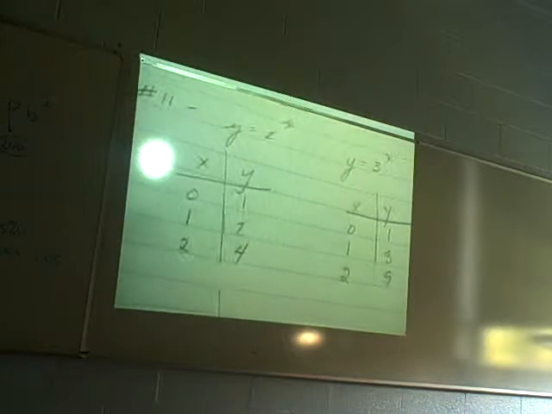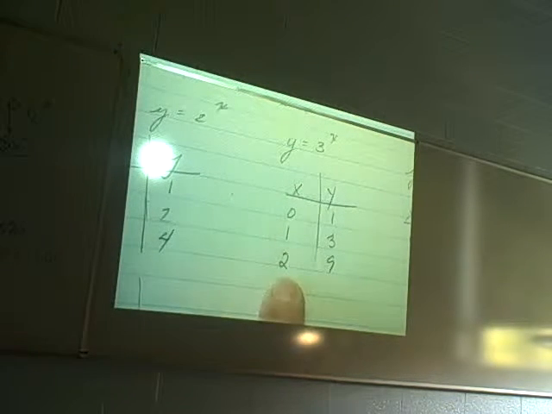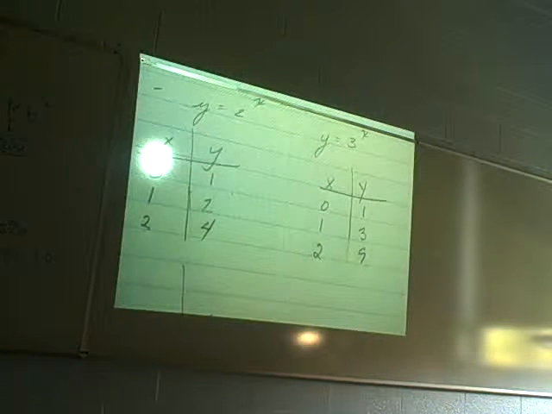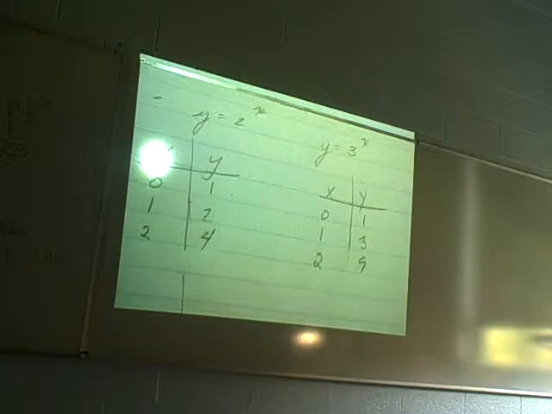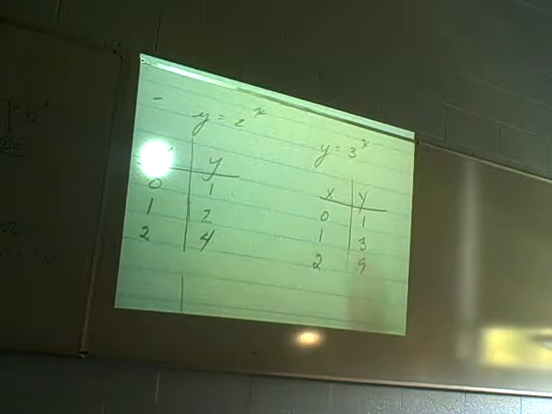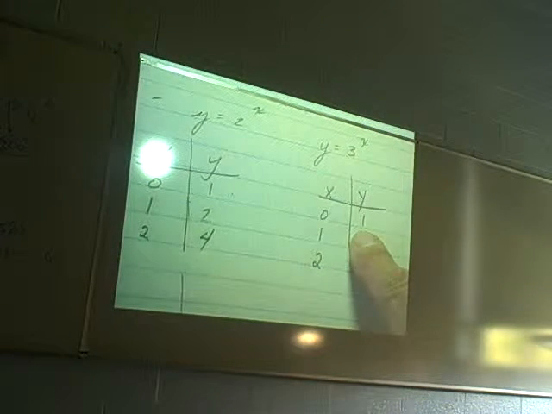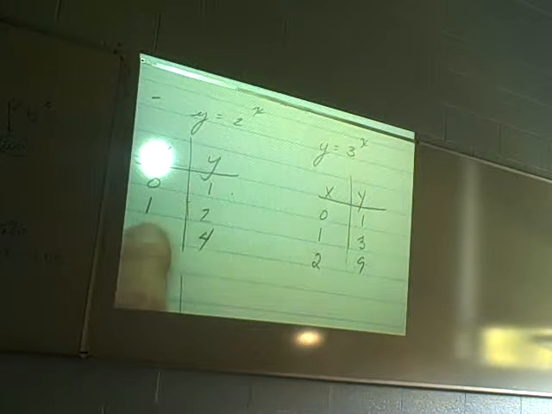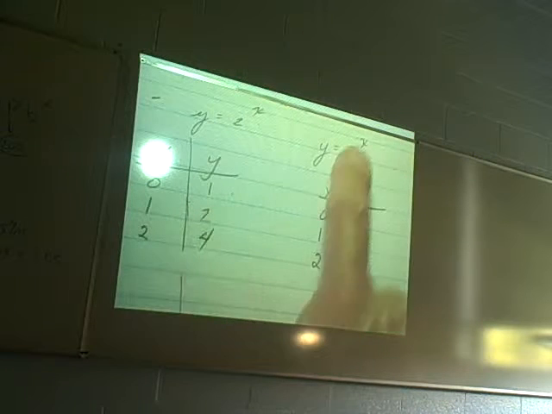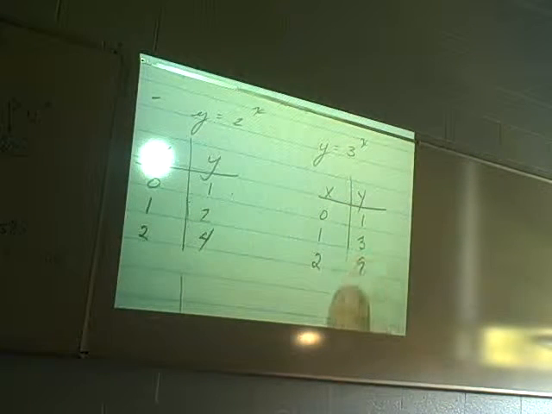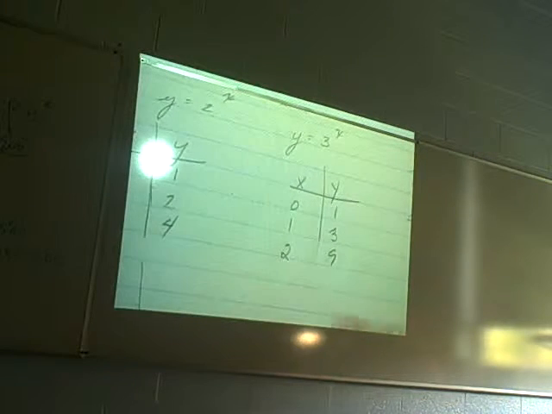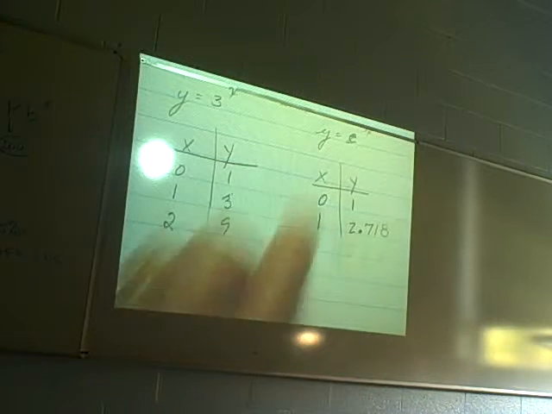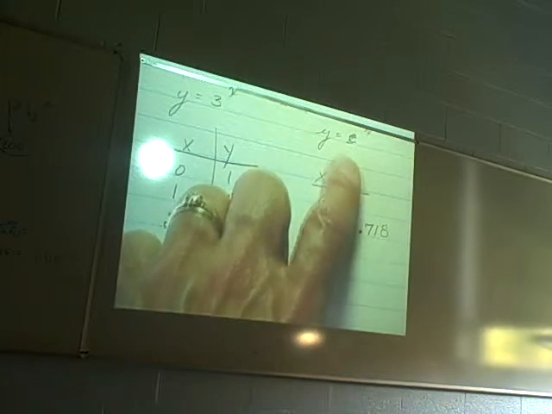The next one, I'm going to do the same thing with y is equal to 3 to the x. Please note, what do they all have in common? When x is 0, my y is going to be 1, because any number to the 0 power will be 1. And when x is 1, it will always be the base. In this case it was a 2, here it was a 3. And I'm going to use that idea for when y is equal to e to the x.